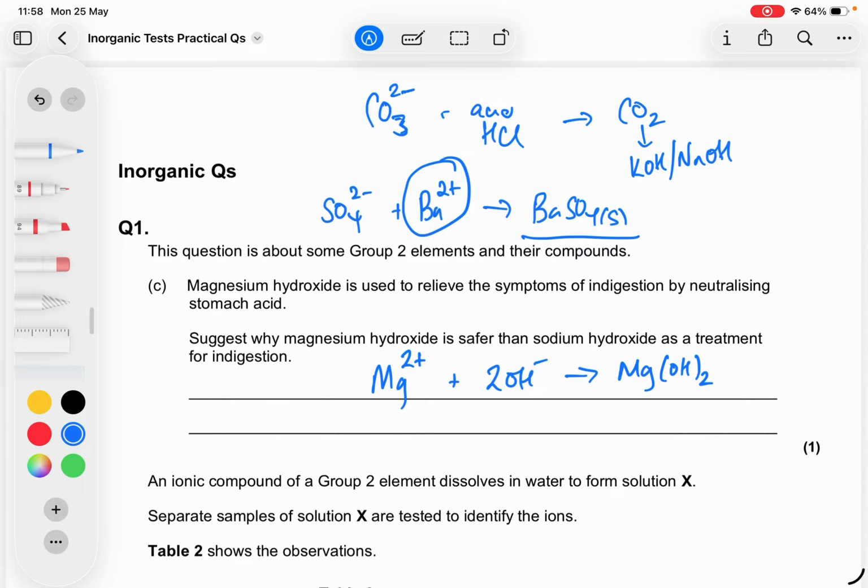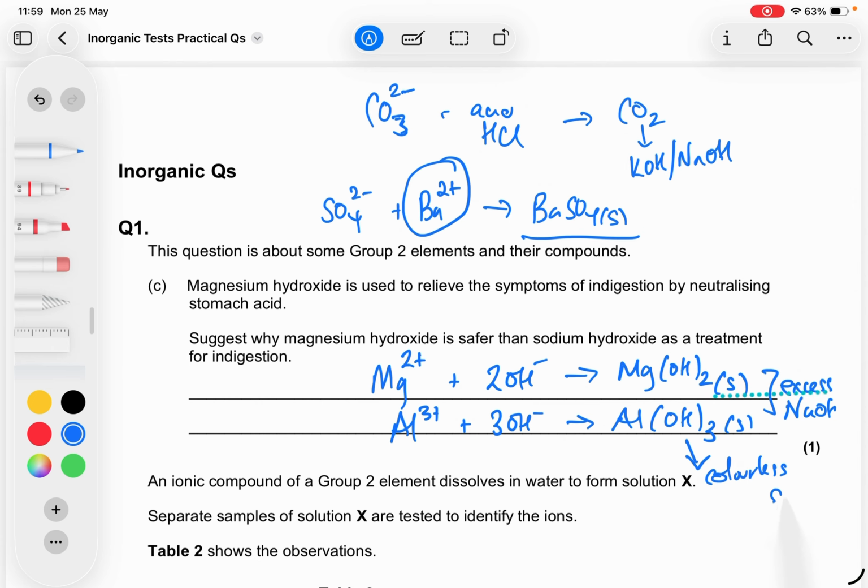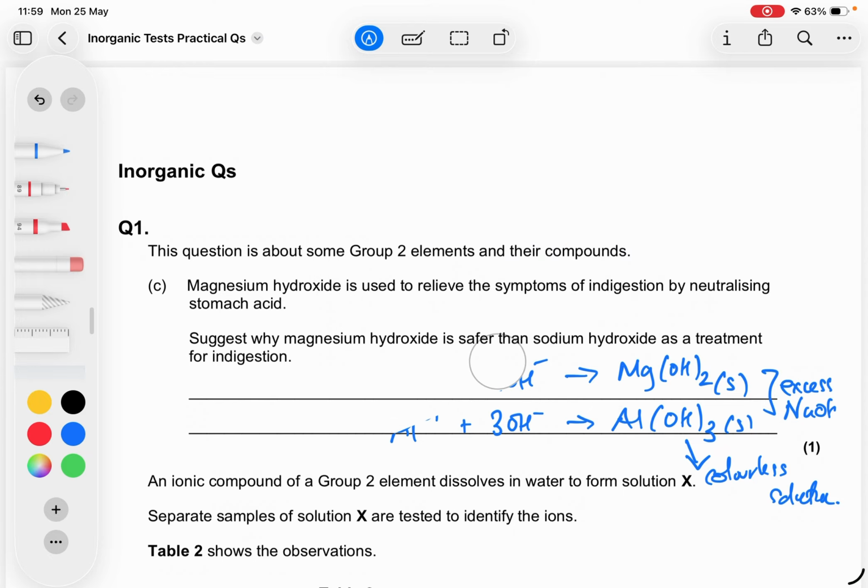But you also get a white precipitate with aluminium ions. So how do we differentiate between these two white precipitates? And that's where you add excess sodium hydroxide, and aluminium hydroxide will dissolve to give a colorless solution. Other tests you need to know, ammonium ions for example.